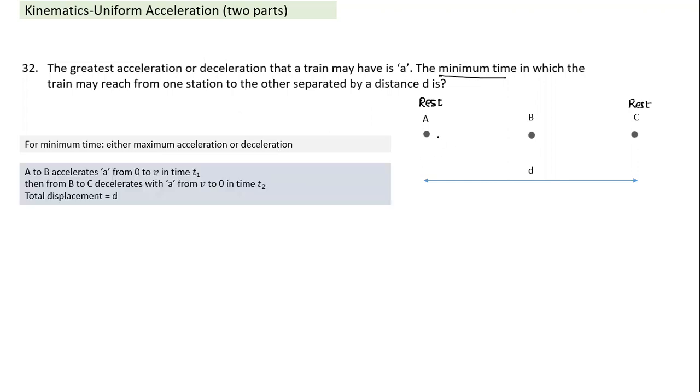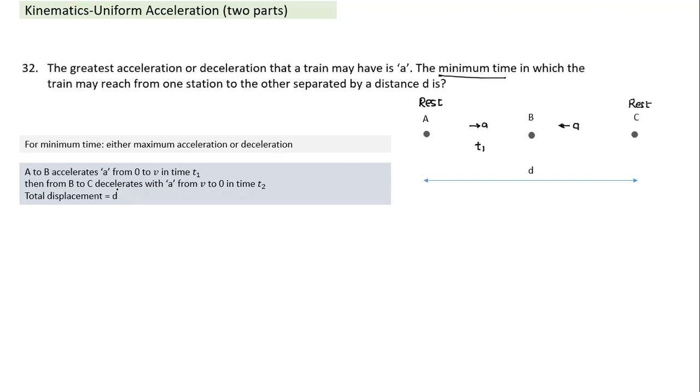So basically we divide the journey into two parts. From A to B, there's an acceleration of A. And from B to C, there's a deceleration, some retardation of braking. Okay, there are two parts with different accelerations. From A to B it accelerates, and let's say from here it takes time t1.